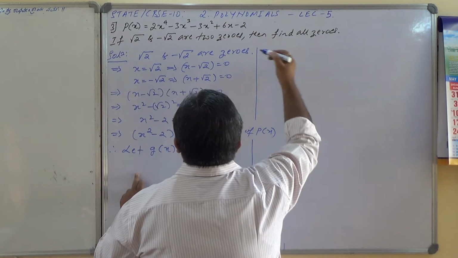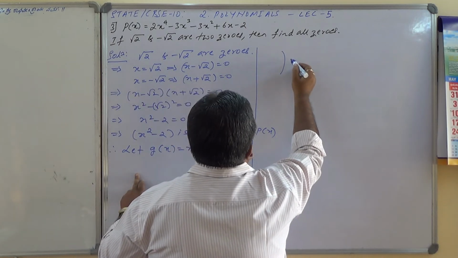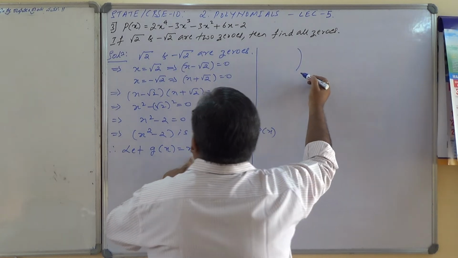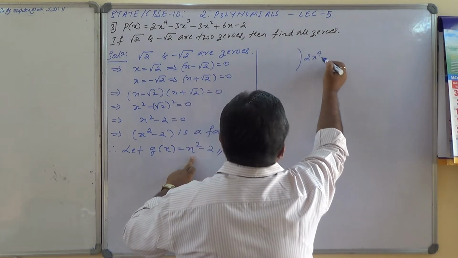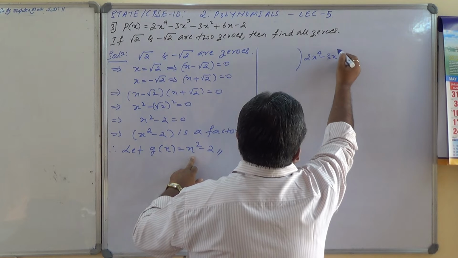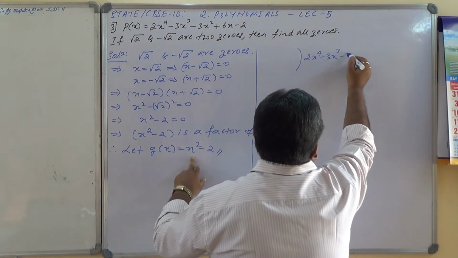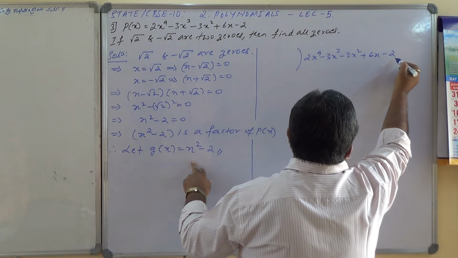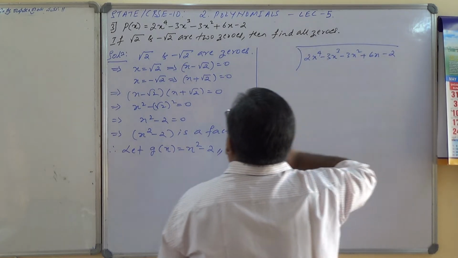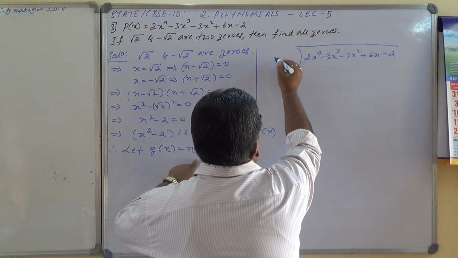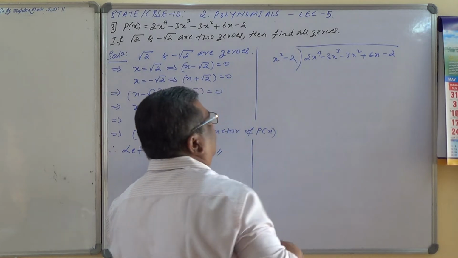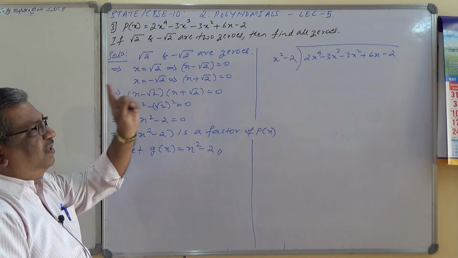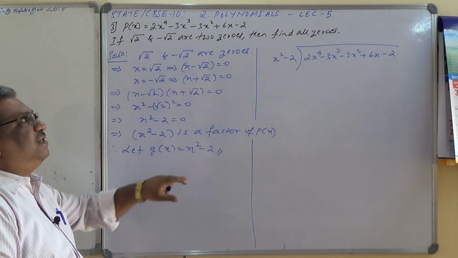So dividing the polynomial: x square minus 2 on this side, and 2x to the power 4 minus 3x cube minus 3x square plus 6x minus 2. Here g of x is x square minus 2. So we have formed a quadratic polynomial which is a factor of that one. First we will divide the biquadratic by that factor, which is a quadratic polynomial.